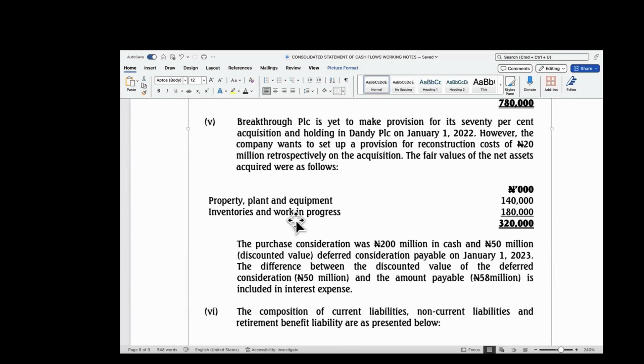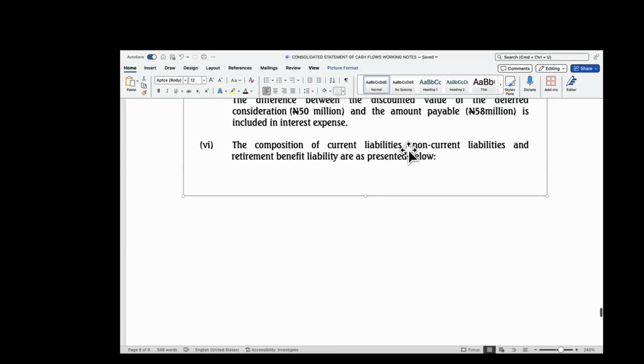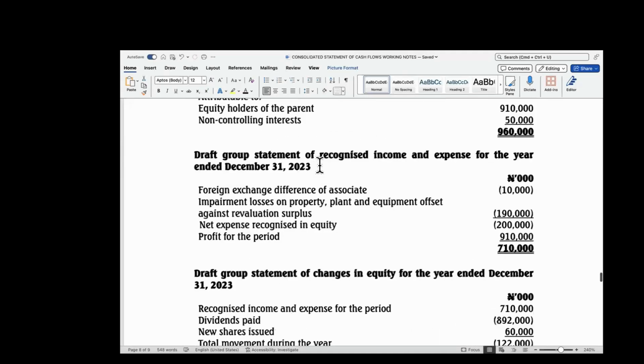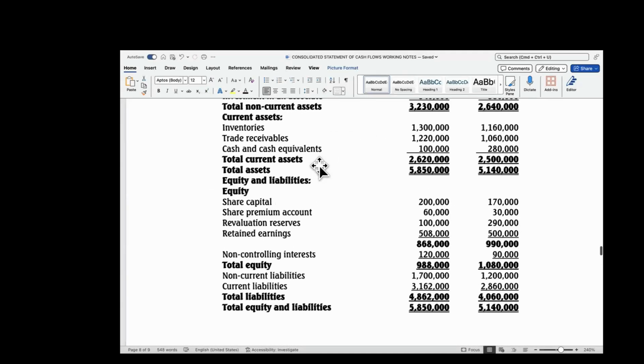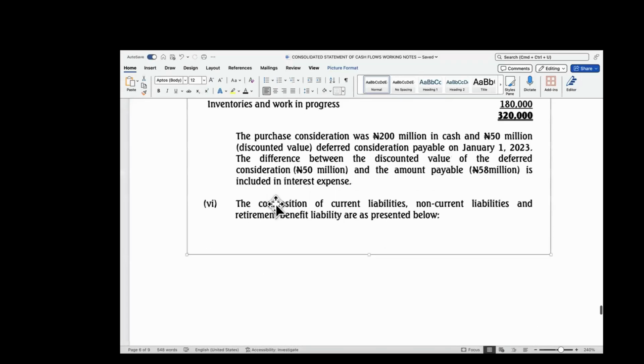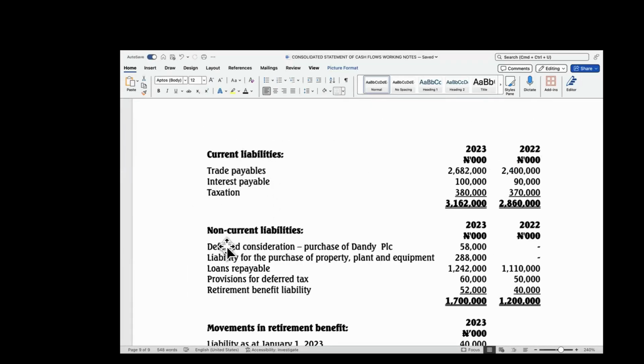to get the value of that impairment. Now, they say the composition of current liabilities, non-current liabilities, and retirement benefit are as follows. That means they are breaking down all these liabilities for us because they did not break it down here. So they want to break down non-current liabilities and current liabilities. They want to break it down for us, which they did. So they gave us the component of each of them.